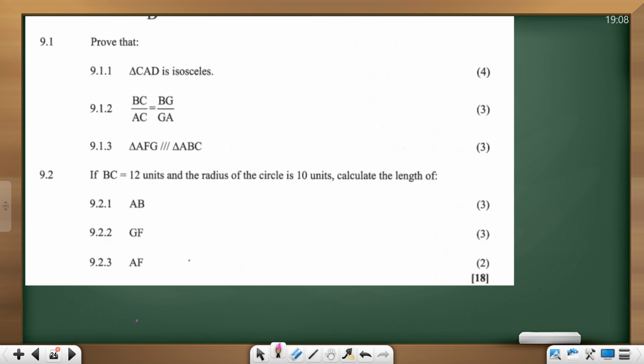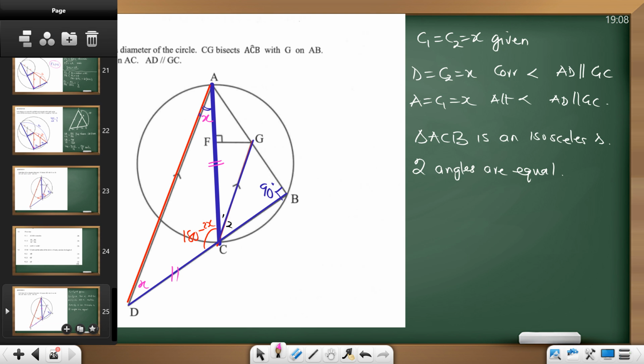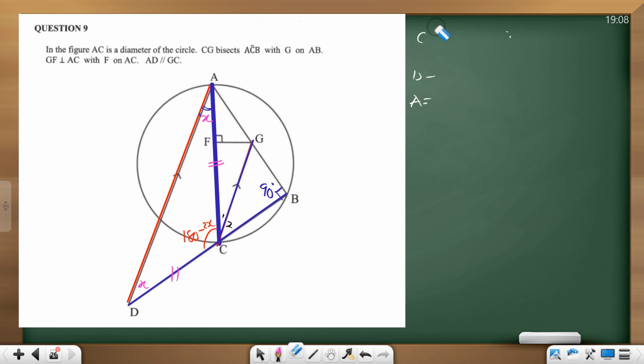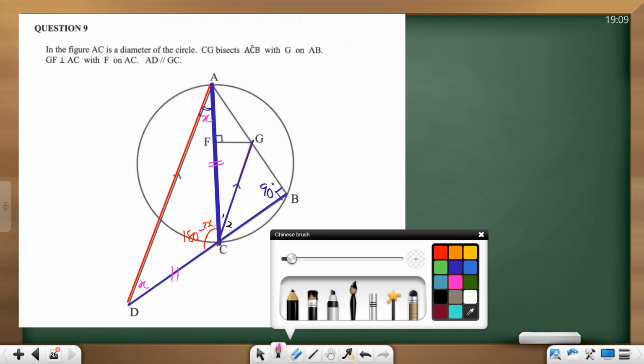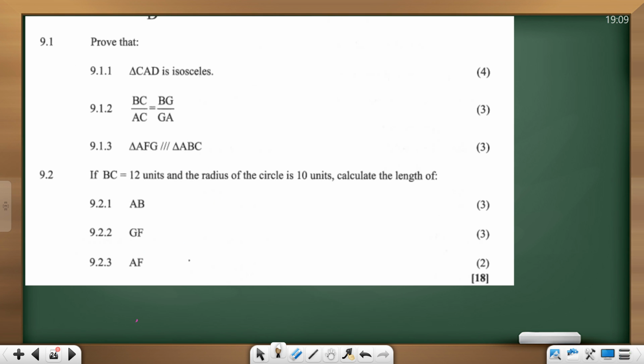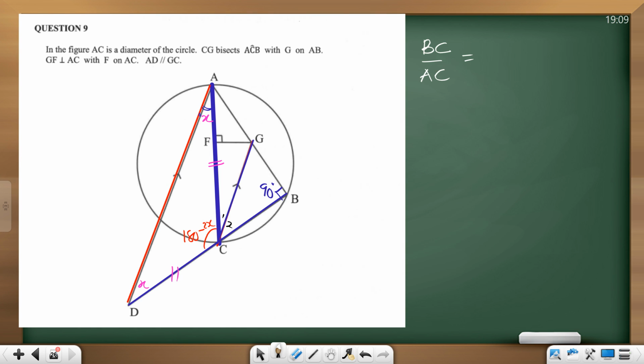Check this. Prove that BC over AC equals BG over GA. I'm going to recreate this diagram for you. What are we proving? BC over AC. And I want you to try. BC over AC equals to, did anybody get it? BG, you see, they said GA. BG over GA.